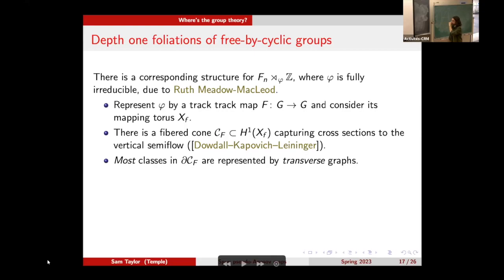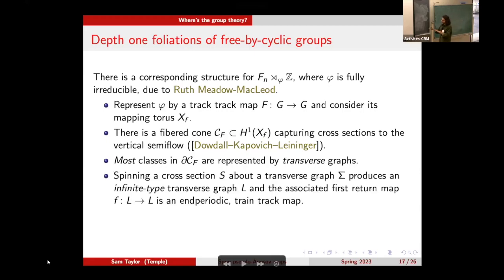So this is going to Ruth's work. Similar to the story we just talked about, classes in the boundary of that cone can be represented by transverse graphs that are not cross sections, transverse graphs that miss some orbits. But once you have this picture in the mapping torus, you could do exactly the same spinning construction.